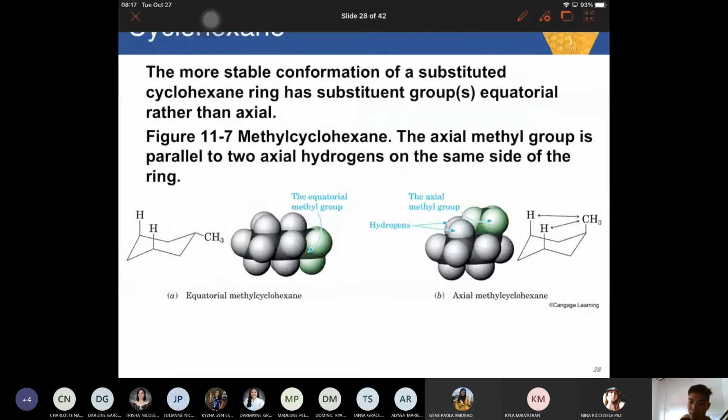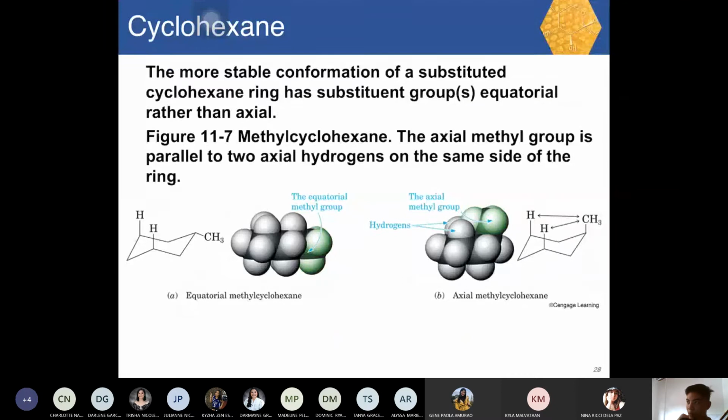Okay. So yan. So whenever we have substituents for our cyclic compounds, usually the most stable conformation for substituted cyclohexane is the equatorial version rather than the axial version. Okay? Nakita nyo na rin sa quiz, no? Ano yung stable conformation ng mono-substituted cyclohexane? Meaning na may isang substituent ka, no? So, ano daw yung most stable? The answer will be the equatorial.